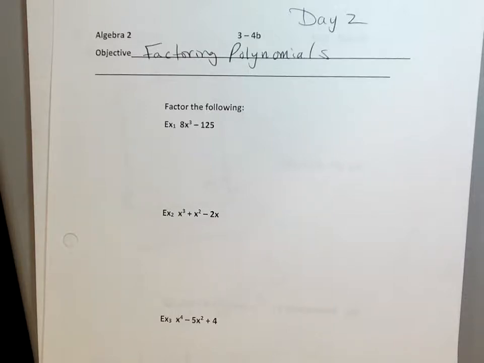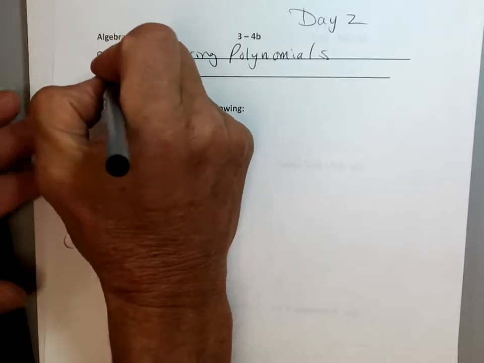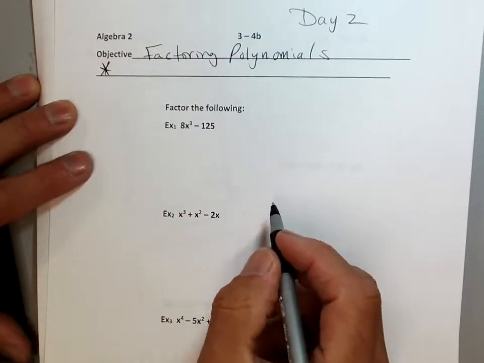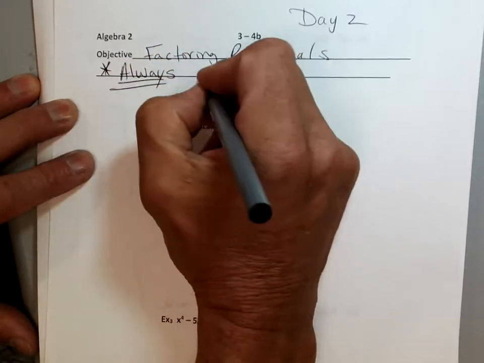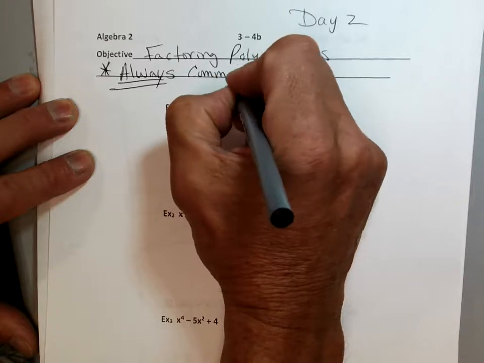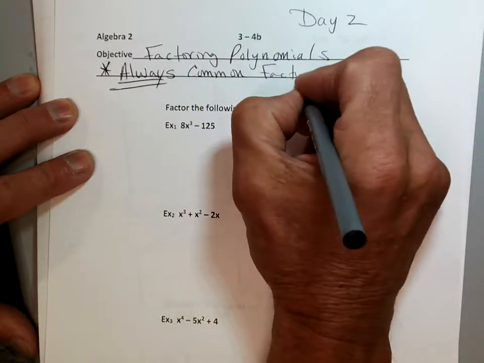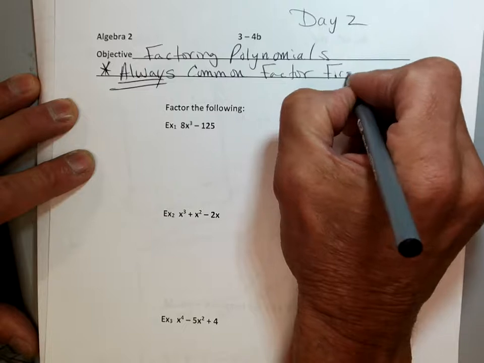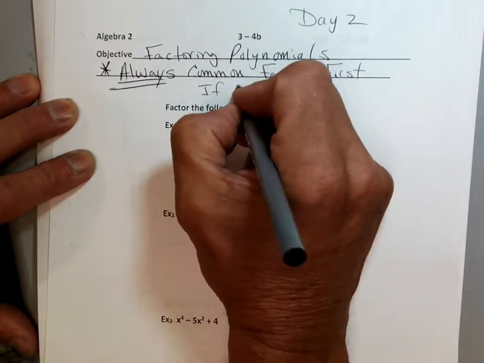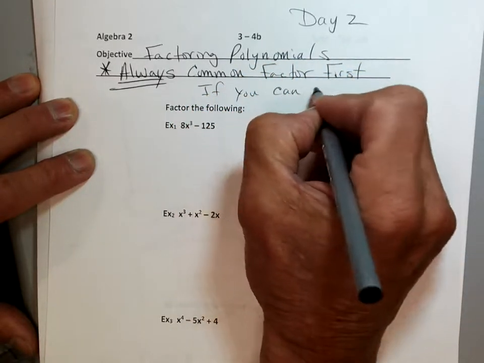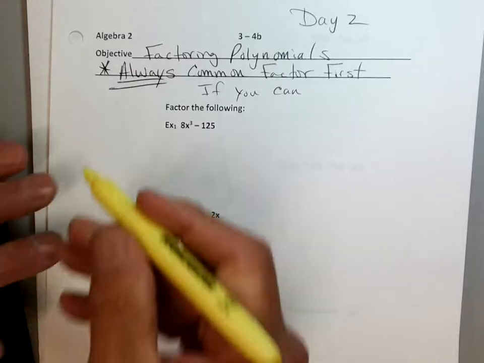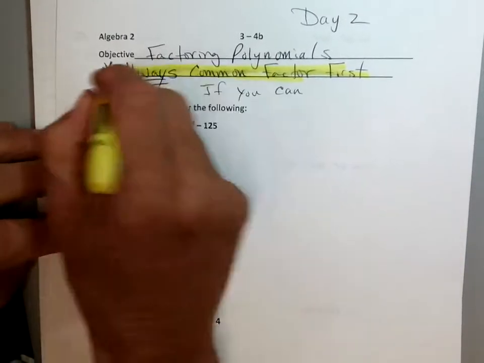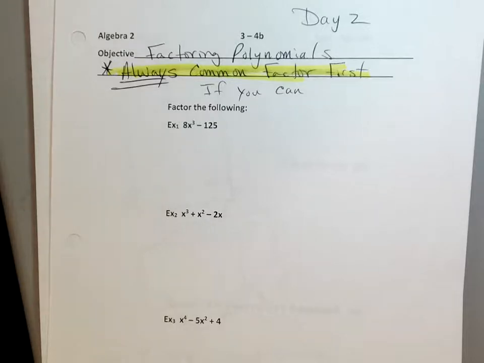That's going to help. I will put a little star up here, and I'm going to highlight it: always common factor first, if you can. Now, a lot of problems you can't common factor, but if you can, do it. Okay? Because if you can common factor, it makes the problem smaller.